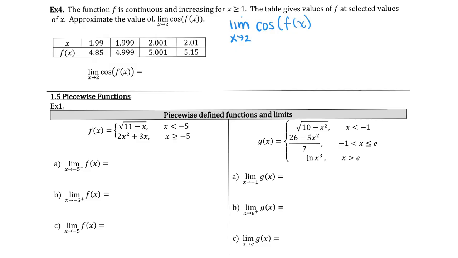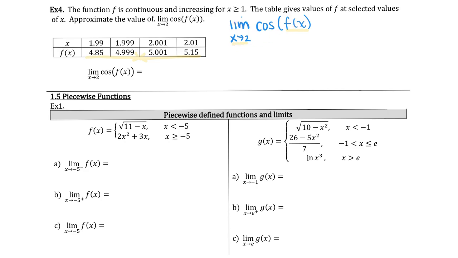Okay, first let's apply this to this part. What is the limit as x approaches 2 of f of x? Because the table only gives me information about f of x. Okay, I'm going to say, let's look at this. As x approaches 2, it looks like the y value is going to 5. So I think the limit as x approaches 2 of f of x is 5.